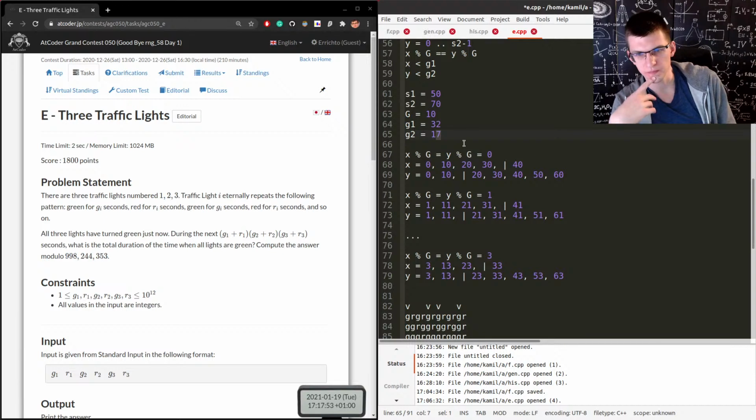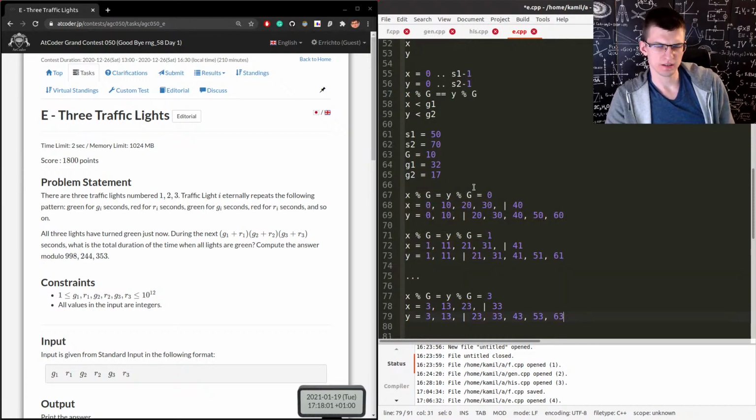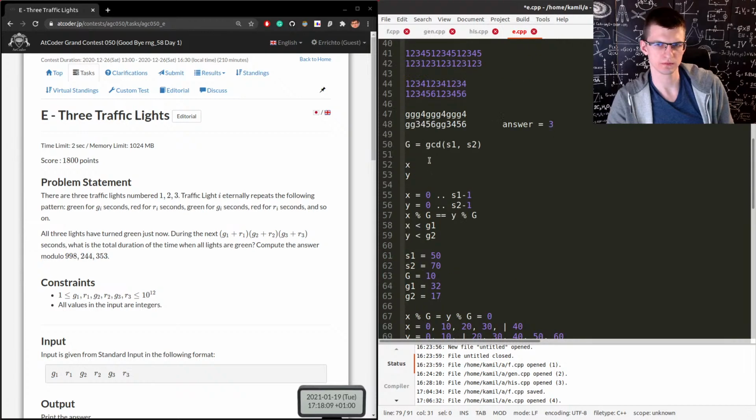Sounds easy. So we can do this part in constant time, and it means that I solved the problem in constant time after computing GCD of two values. I think.